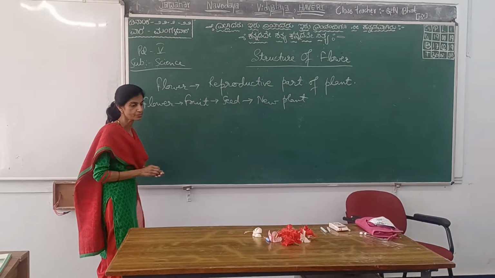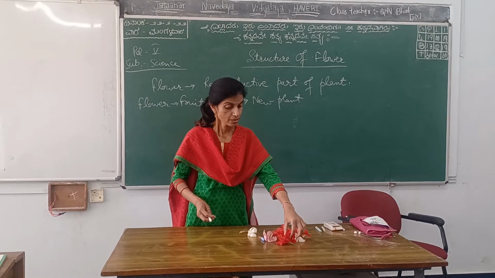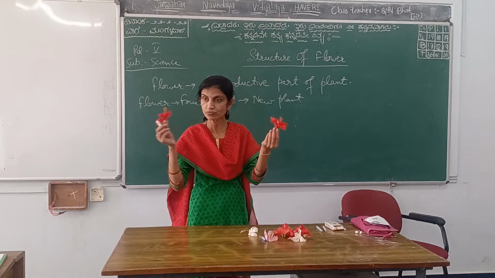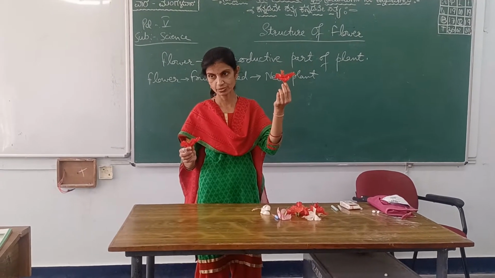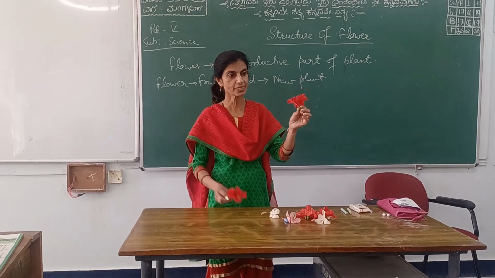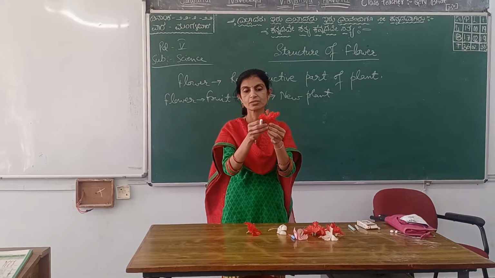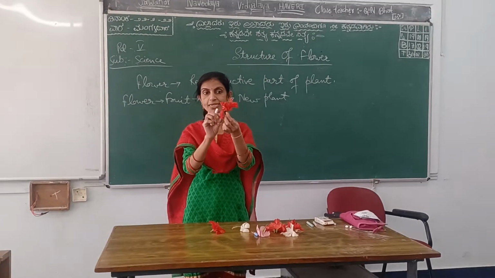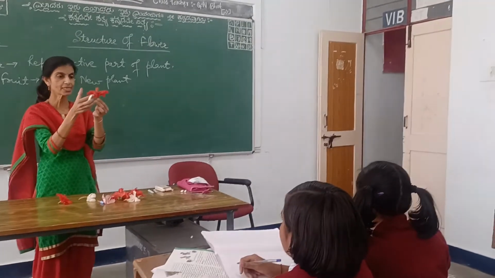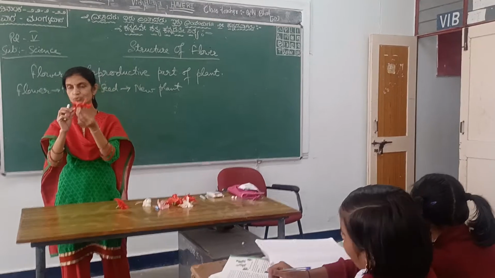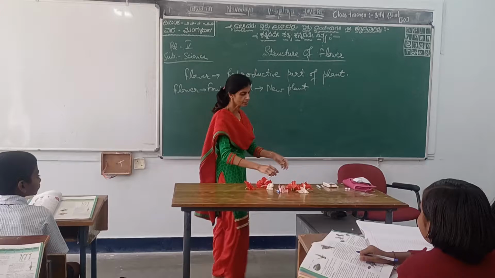So today in this class we will be studying different parts of the flower. This is flower of hibiscus, China rose. So first we will study about its different parts. So you see here, this is colored part of the flower. This colored part of the flower is known as petals. What is this? Petals.